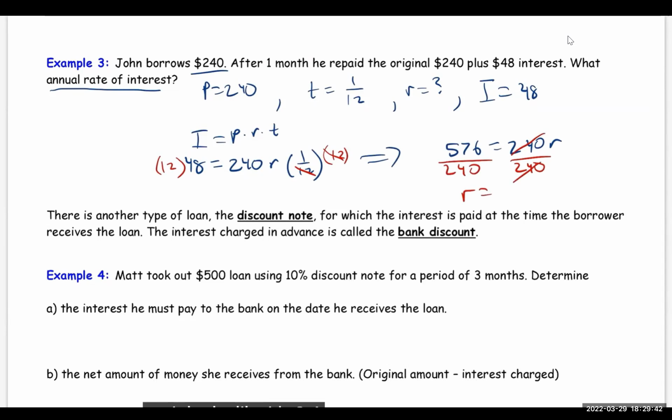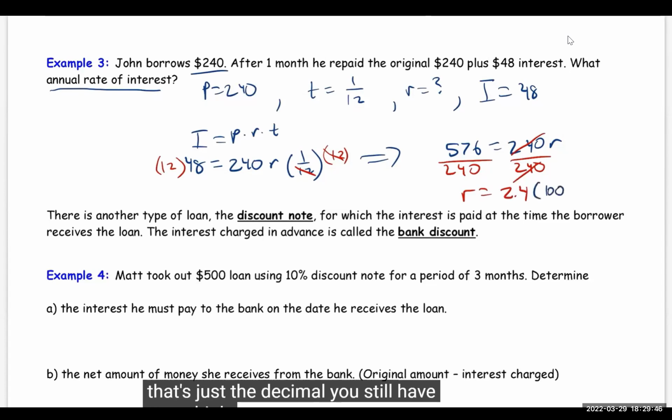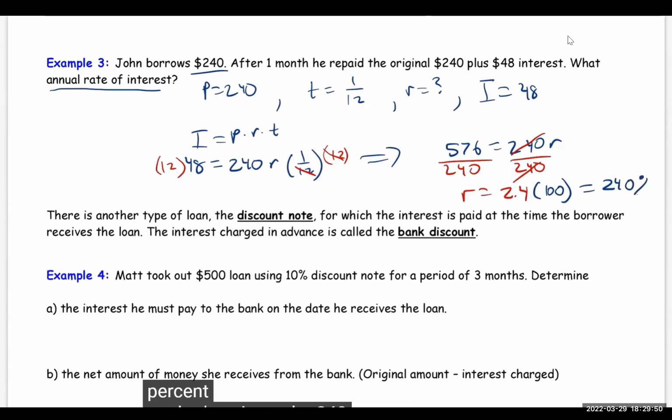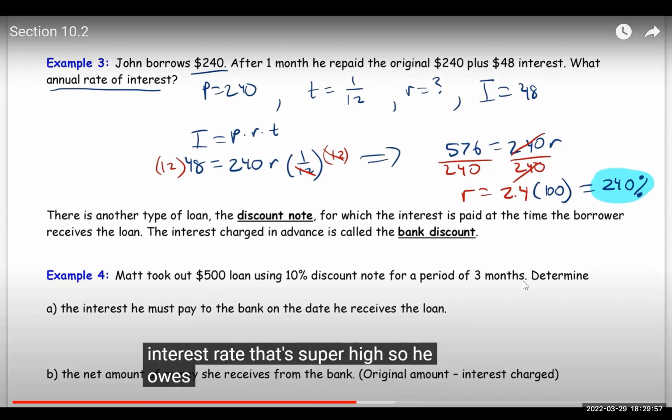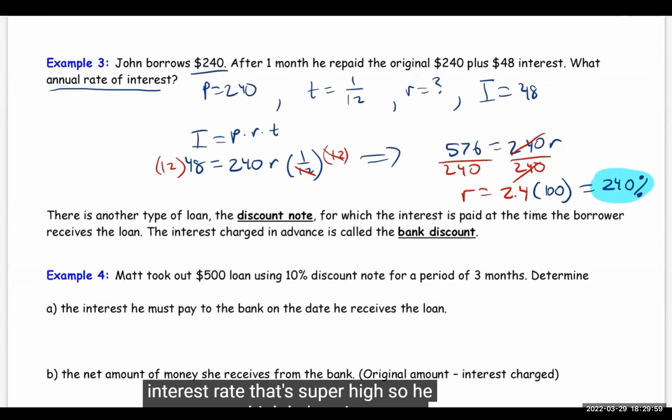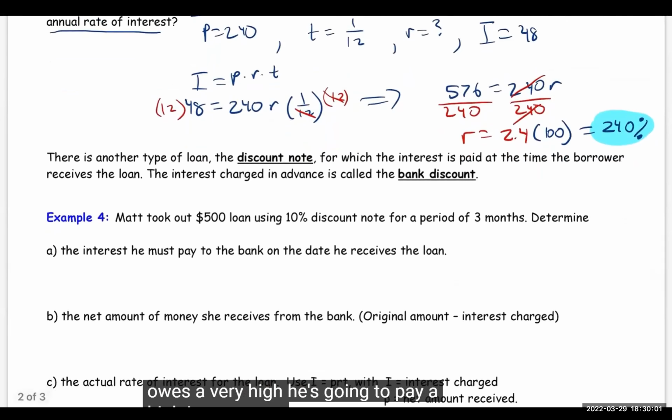So it looks like it's 2.4. However, that's just the decimal. You still have to multiply by 100 to convert to a percent. So that's going to be 240% interest rate. That's super high. So he's going to pay a high interest rate.